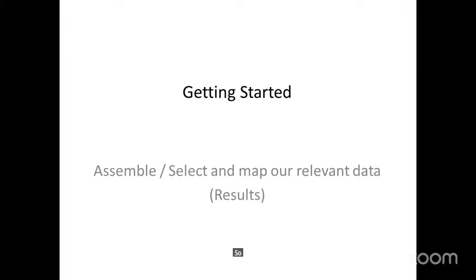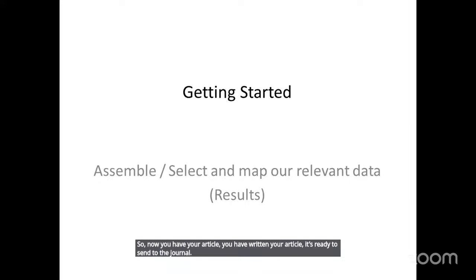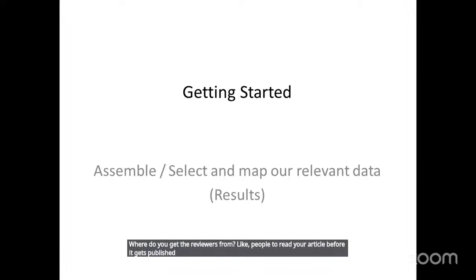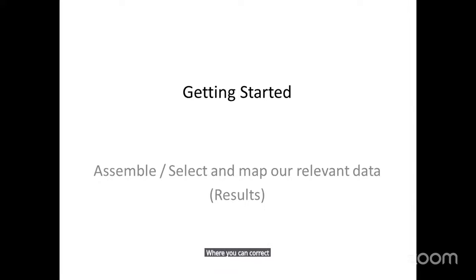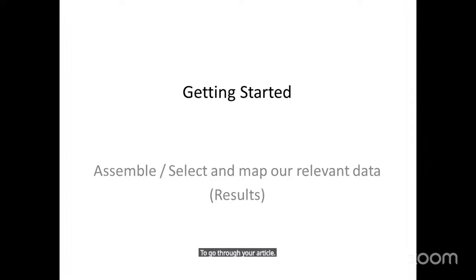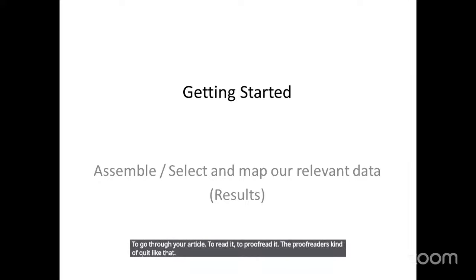So now you have written your article, it's ready to send to the journal. Where do you get the reviewers from? Like people to read your article before it gets published so that you have feedback, comments, where you can correct where it needs to be corrected? Is it the journal itself that gives you the reviewers to go through your article, to read it, to proofread it? The proofreaders, like that.